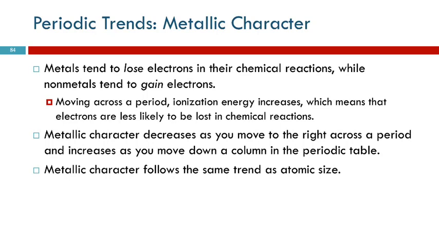Metallic character is another one. Metallic character includes the tendency to lose electrons. Metals lose electrons, nonmetals gain. We see that as we go across a period, the ionization energy increases, meaning it's much less likely that the ion is going to be a positive ion.